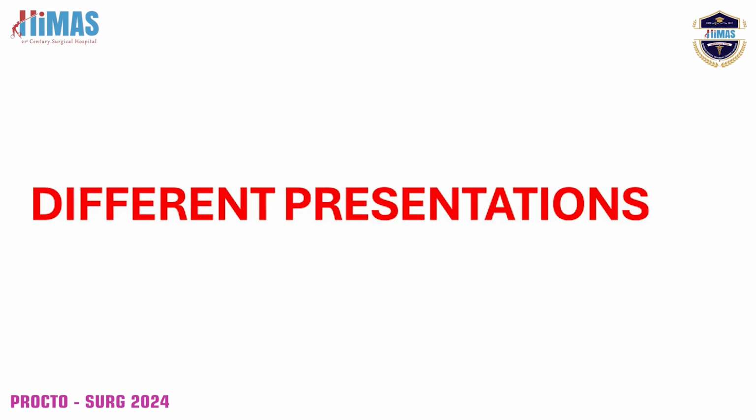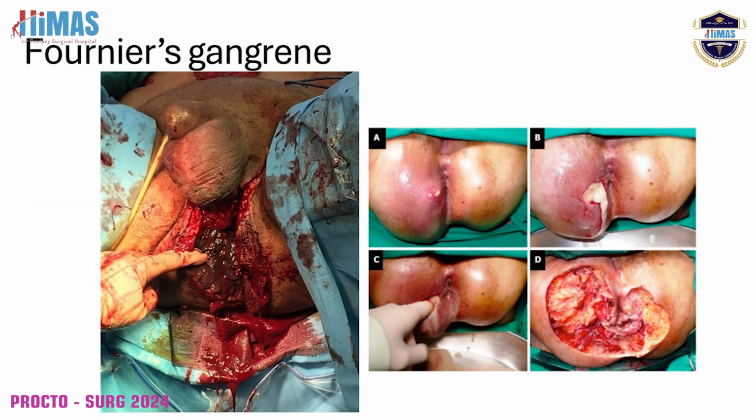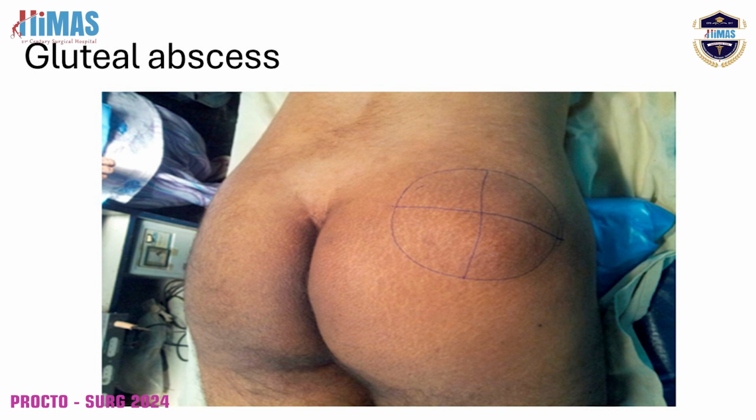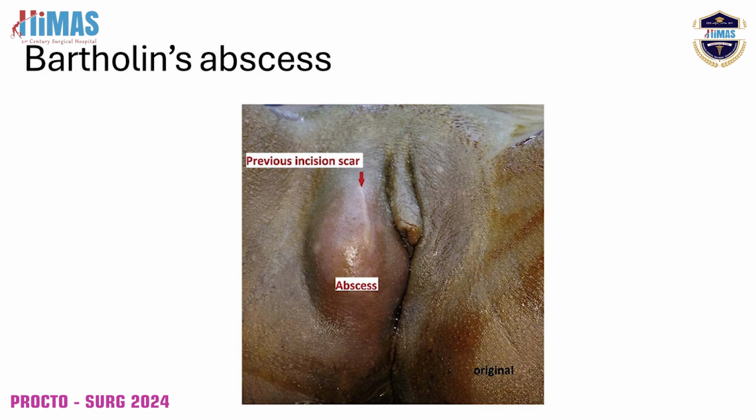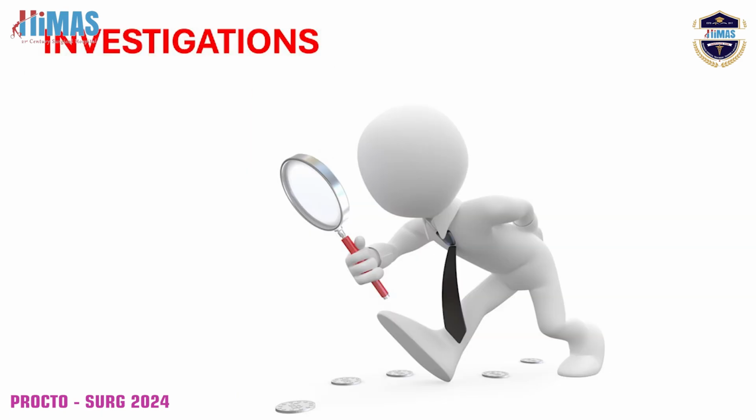So there may be different presentations of the perineal abscess, like Fournier's gangrene, scrotal abscess, and gluteal abscess, because one of the spaces extends up to the gluteus maximus. So you can get it as a gluteal abscess. Bartholin disease: if the patient has recurrent Bartholin abscess, think of perianal abscess. Then how do we have to investigate?